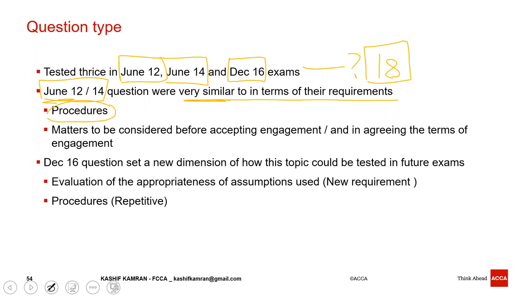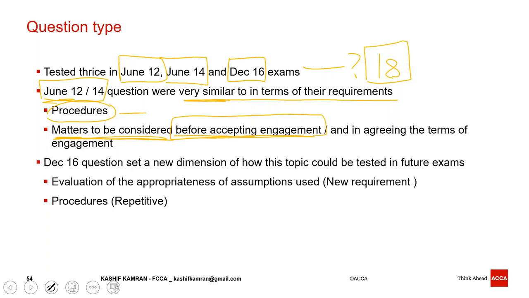Now, please remember one thing. For PFI, prospective financial information, the key to success in a question on PFI is to know procedures. That is one of the assignments in P7 where the examiner tends to ask for procedures. So procedure is a habitual part of a question on PFI, and that has come in all 3 instances. Procedures have come in June 12, June 14, and December 16. The second thing which comes in the PFI question is the matters to consider before accepting an engagement.